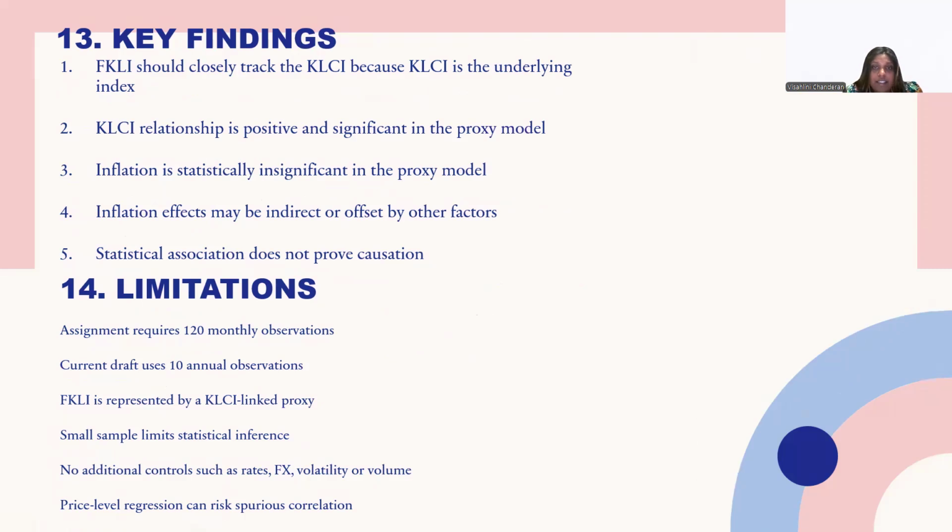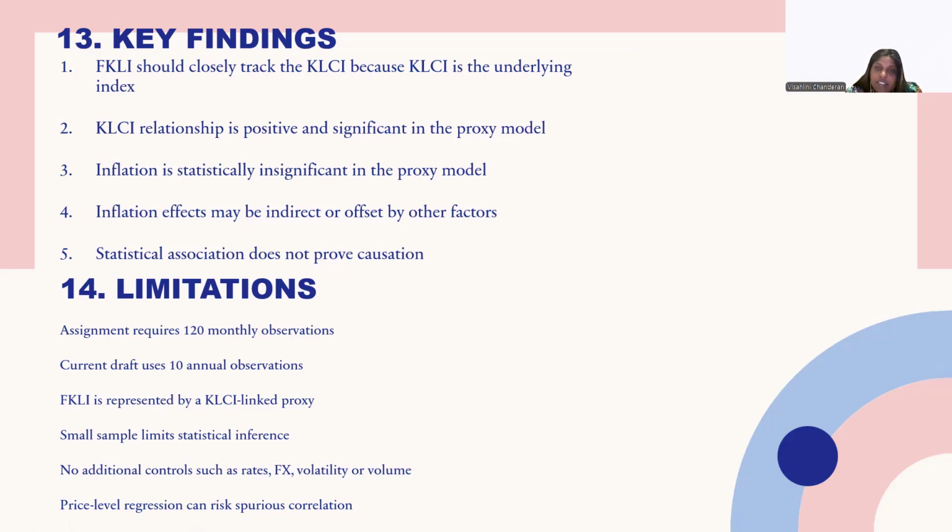The key findings are straightforward. First, theory expected FKLI to be closely linked to the KLCI. Second, the proxy model shows a positive and significant KLCI relationship. Third, inflation is statistically insignificant in the proxy model. This does not mean inflation is economically irrelevant. Its effects may be indirect or offset by other market factors. Finally, statistical association should not be interpreted as proof of causation.